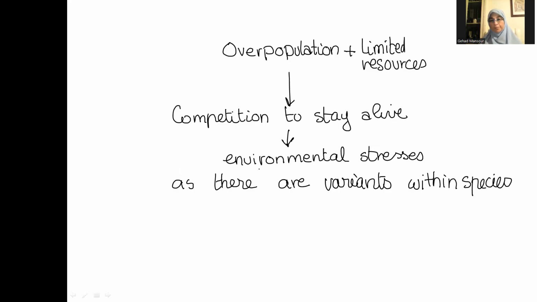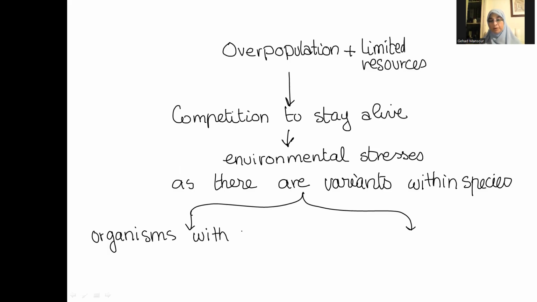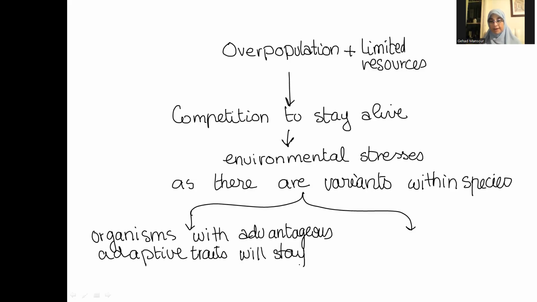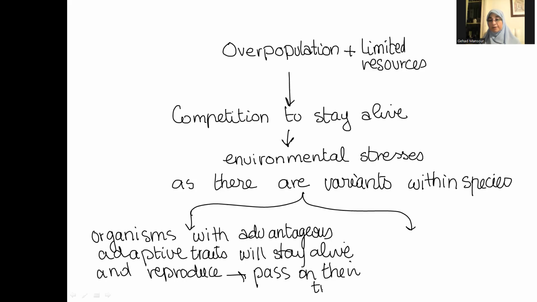Okay, so there will be 2 possibilities. We have organisms with advantageous adaptive traits will stay alive and reproduce, will stay alive and reproduce. So if they reproduce, they pass on their traits and continue. They pass on their traits and continue.